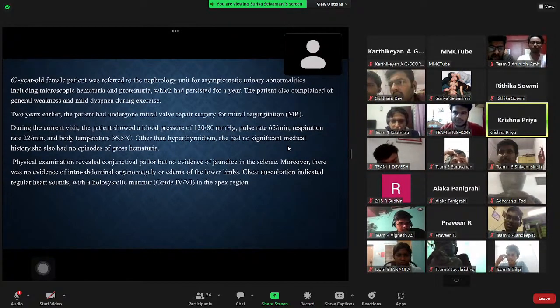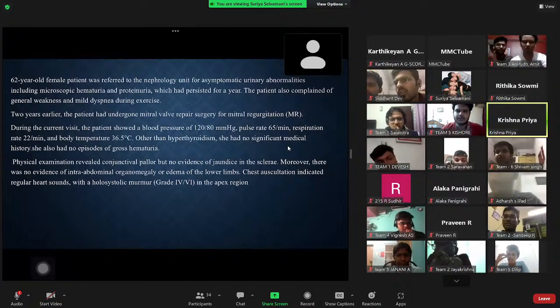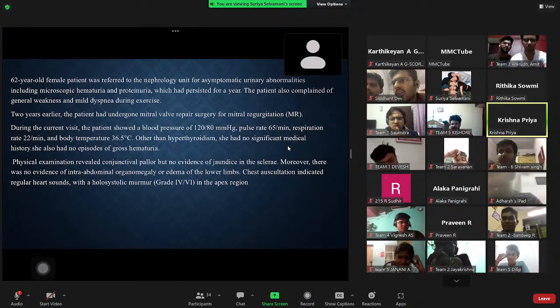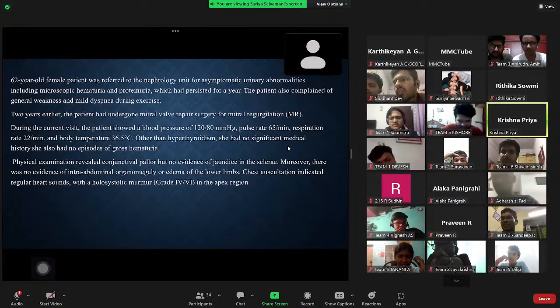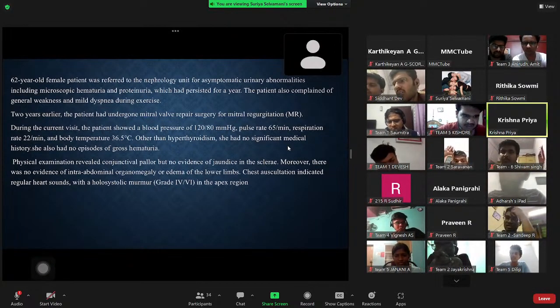During the current visit, the patient had a blood pressure of 120/80 mm Hg, pulse rate of 65 per minute, respiration rate of 22 per minute, and body temperature of 36.5 degrees Celsius. She has no significant complaints, no past medical history other than hypothyroidism, and no episodes of gross hematuria. Physical examination revealed conjunctival pallor, but no evidence of jaundice, organomegaly, or edema. Chest auscultation revealed a holosystolic murmur in the mitral region.